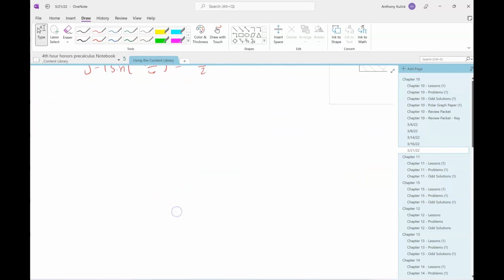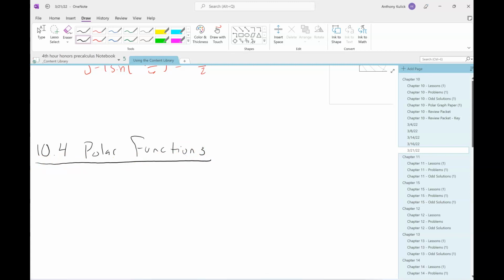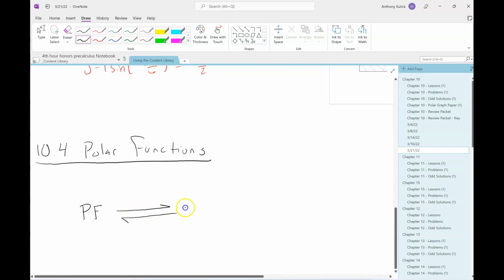Today, we're going to finish up chapter 10. So we're going to be talking today about polar functions and then some specific types of polar functions. The first thing that we're going to be talking about is converting back and forth between polar functions and rectangular functions.